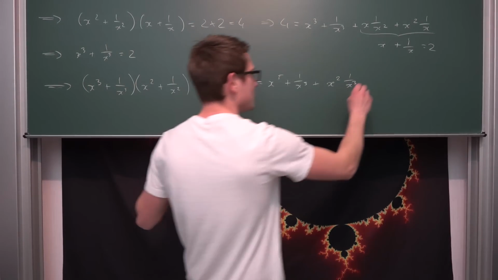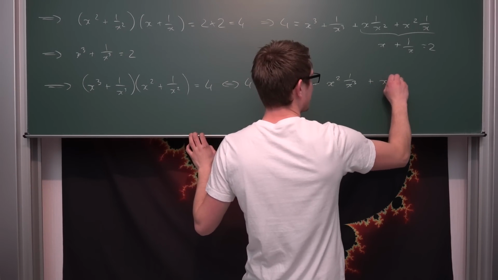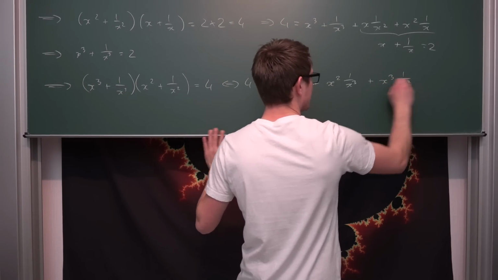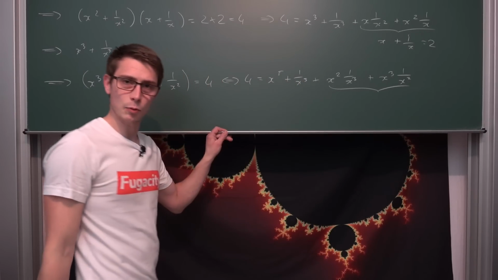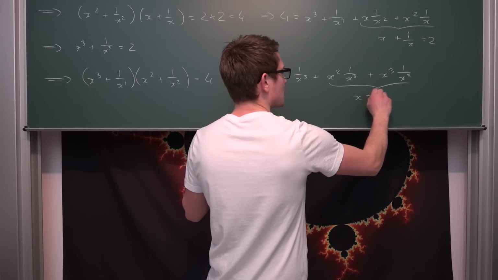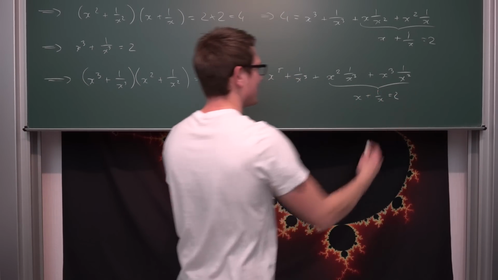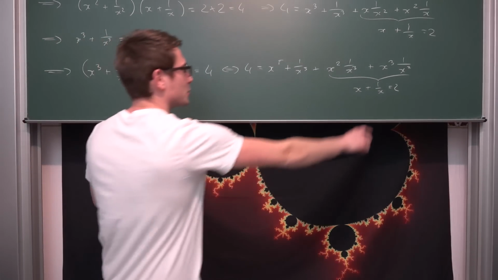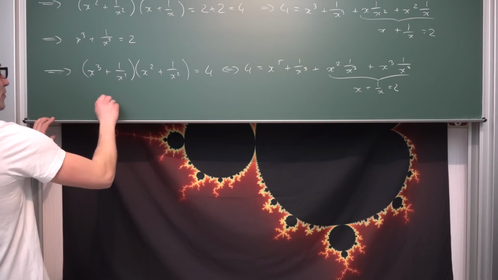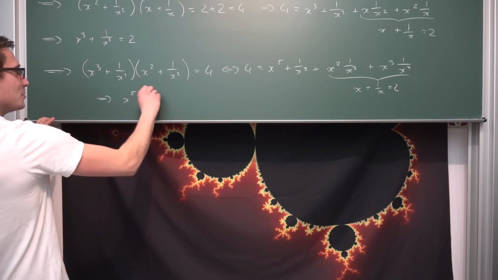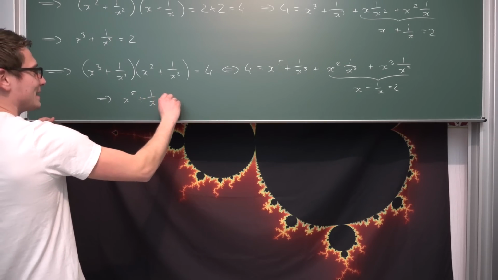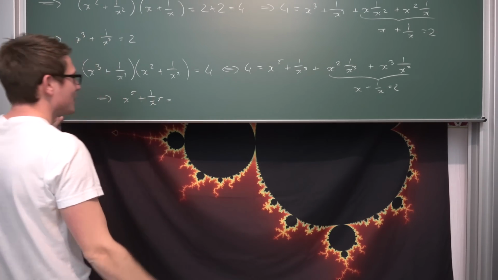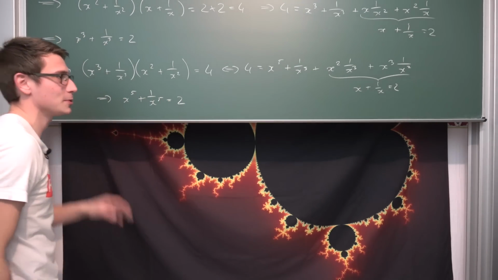Let me take a wild guess here. Next summand is going to be x cubed times 1 over x squared. Meaning what we're going to get here once again is x plus 1 over x. But we know what this is. This is nothing other than 2. Meaning by subtracting 2 on both sides, we are going to get the very, very boring solution to this problem. That x to the 5th power plus 1 over x to the 5th power is actually equal to 2.